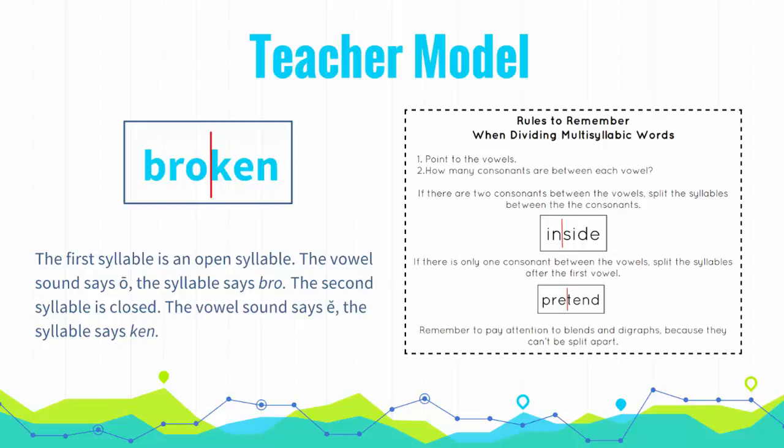Refer to your Rules to Remember chart and point out that since there is only 1 consonant, you need to divide the syllables after the first vowel. Draw a line so that students can see the division. Now, use your knowledge of the syllable types to read each syllable. The first syllable is an open syllable. The vowel sound says O. The syllable says bro. The second syllable is closed. The vowel sound says eh. The syllable says ken. Finish by reading the whole word, broken.